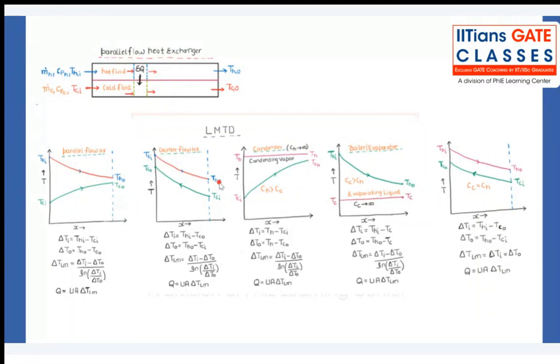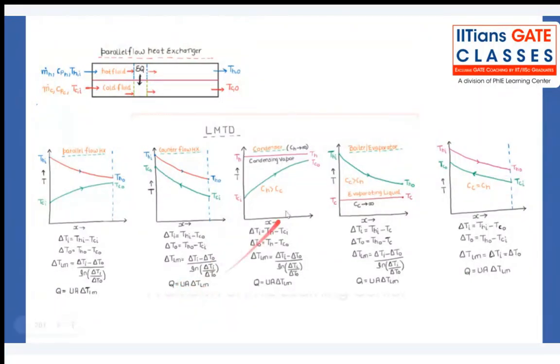Here, how do you calculate the log mean temperature difference? Same formula: delta TI minus delta T naught over ln of delta TI by delta T naught. The only thing is, while calculating delta TI, you need to be careful. Here, delta TI will be THI minus TC naught. Delta T naught will be TH naught minus TCI. And again, the heat transfer will be UA delta T LM.